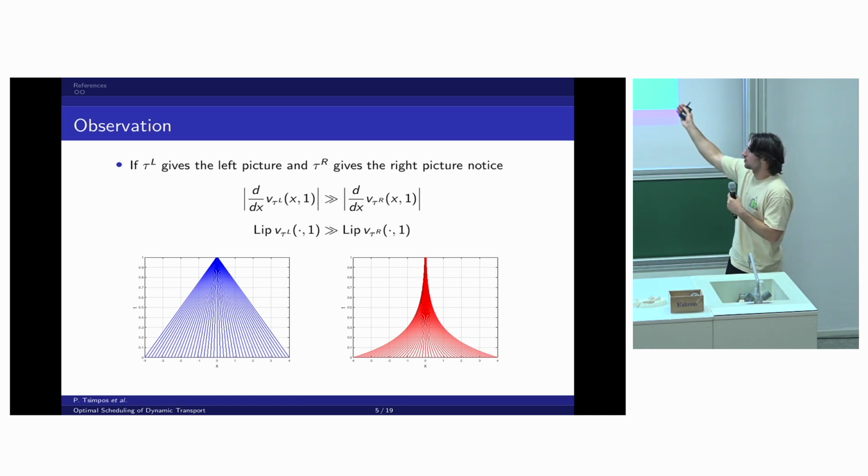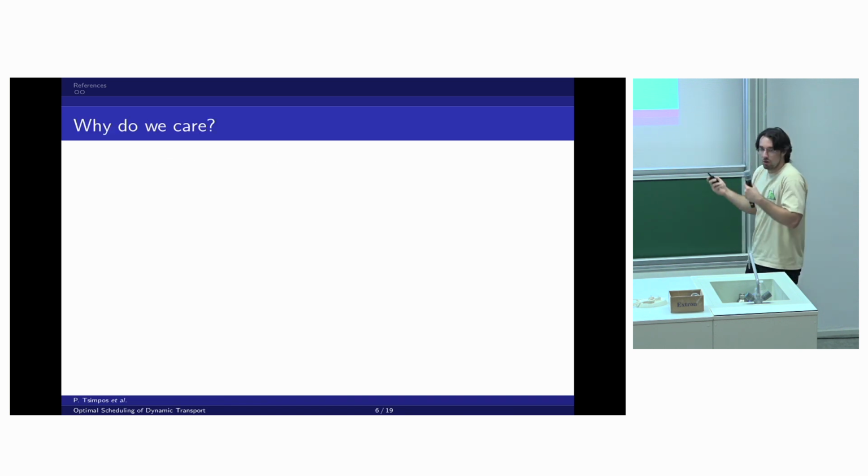Visually, you have a corner that is forming on the left, whereas it's much, much smoother on the right. Another way of saying this is that the Lipschitz constant at time 1 is going to be much larger on the left than on the right.